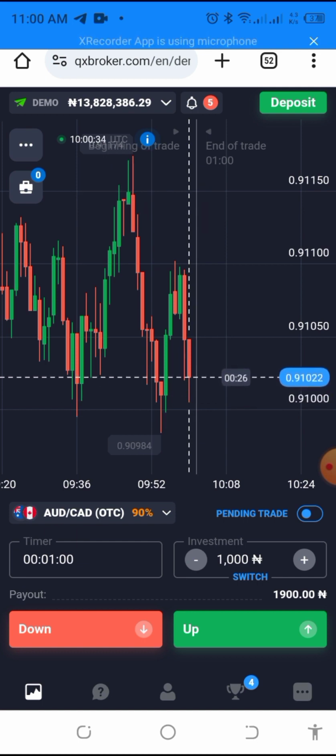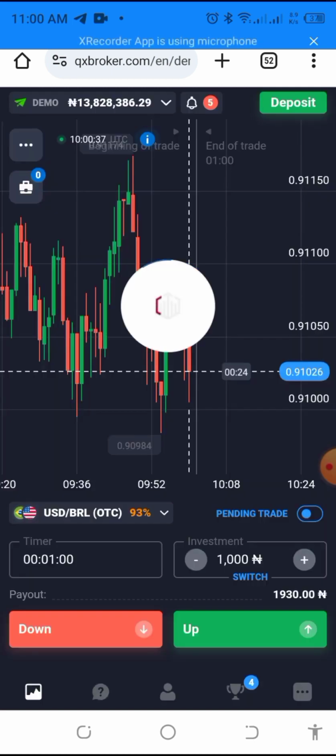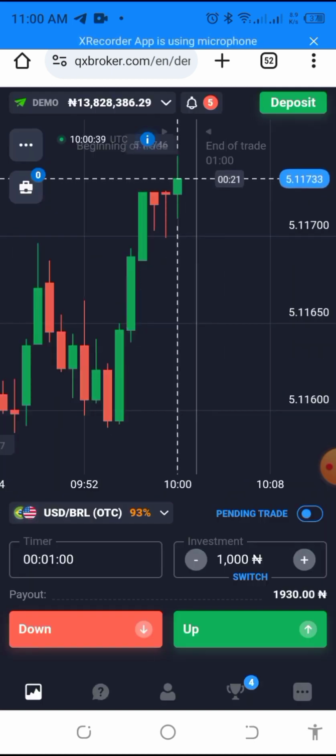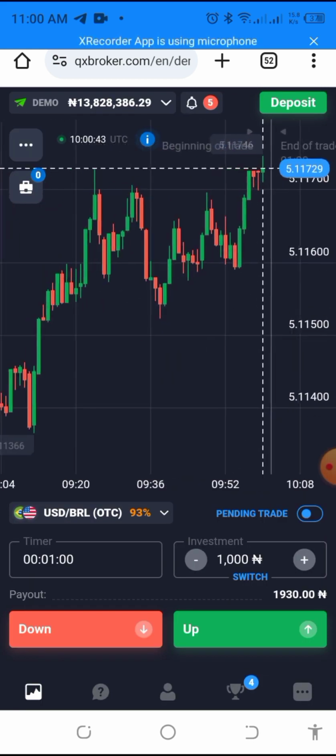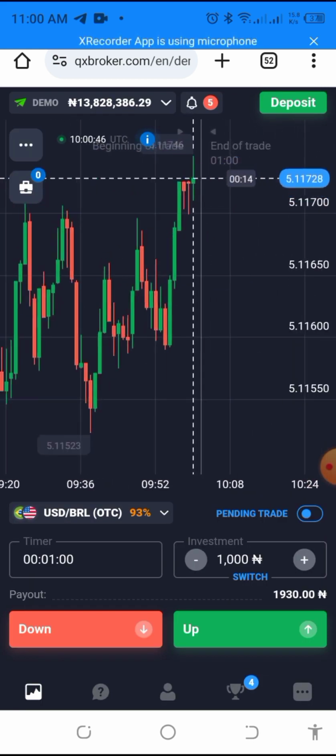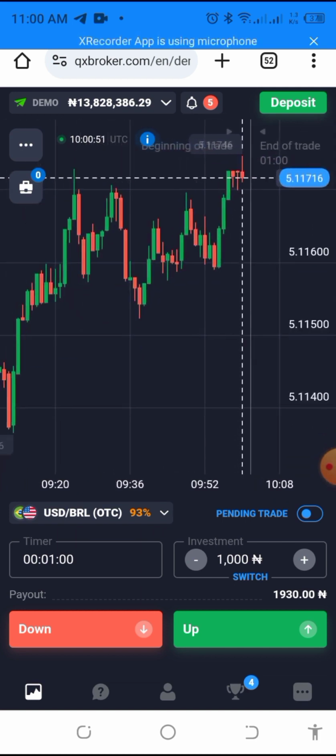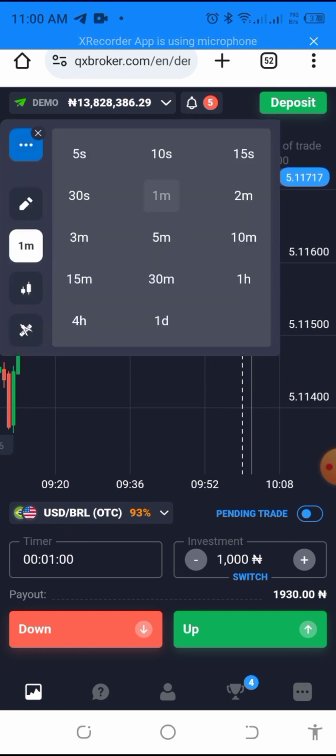Before you take a trade, you have to look at who is in control of the market. This trade looks like it's going to go down anytime soon, but I'll have to be patient. Normally you have to be patient with the market.